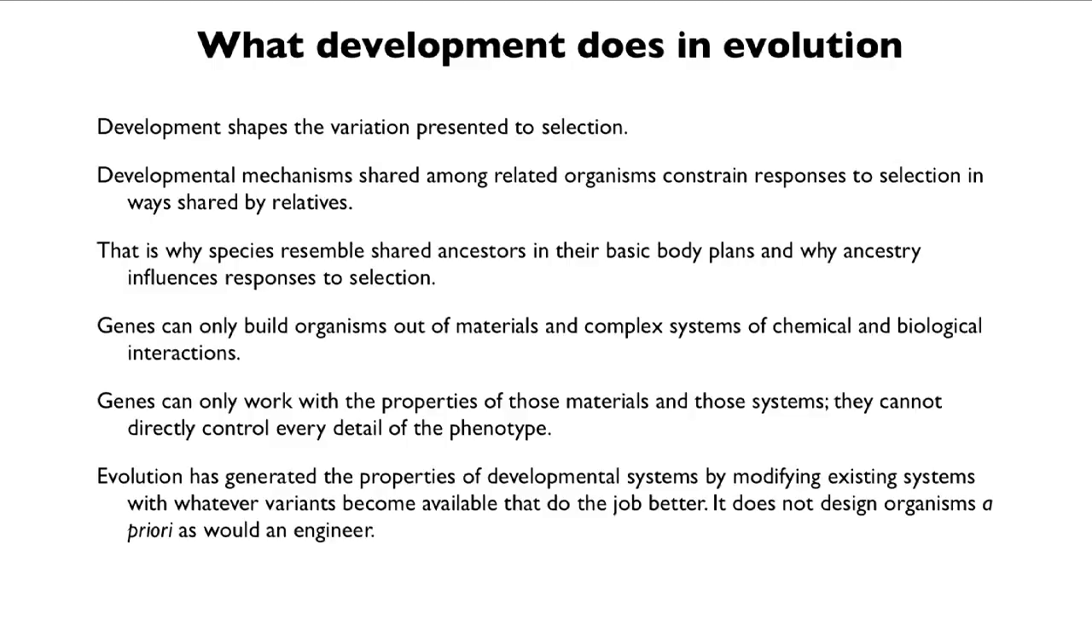Another important aspect of development is that genes can only build organisms out of materials and complex systems of chemistry and biological interaction. They don't have complete freedom there. They can only work with the properties of those materials. They can't directly control every detail of the phenotype. Now, in these two statements, what I'm really saying is that the metaphor that the genotype is a blueprint for the production of the organism is actually misleading, because a lot of the information on how to build the organism is in the materials. It's not in the DNA sequence.